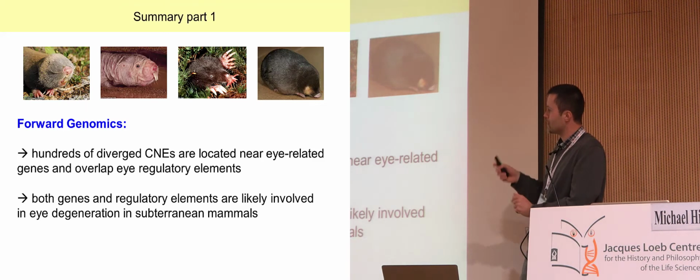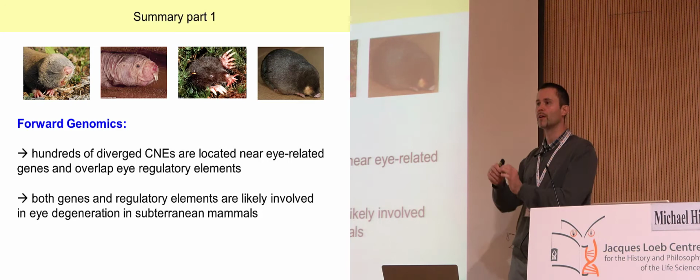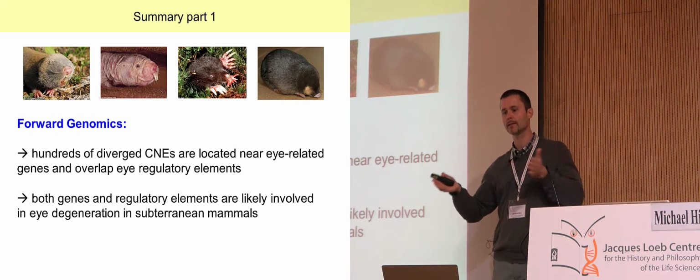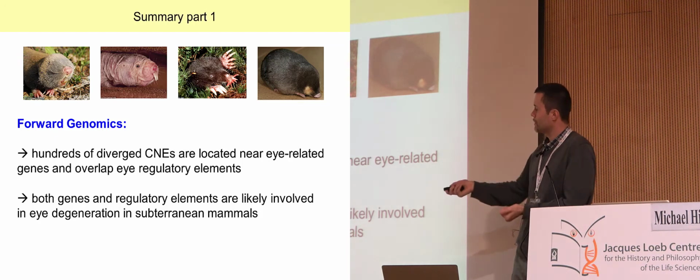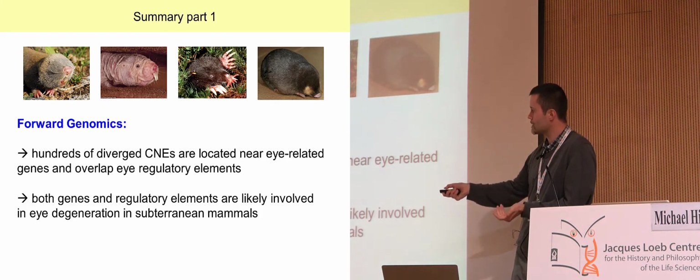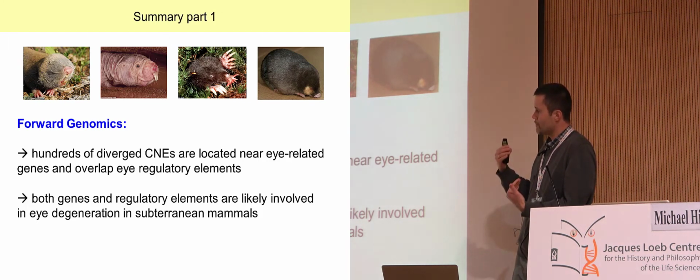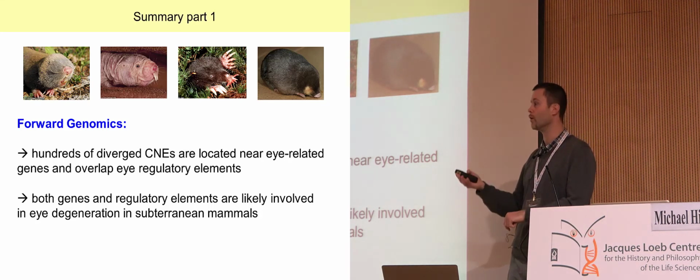So to sum up this part, with this forward genomics method, we found several hundred diverged CNEs that are located near eye-related genes and that overlap eye regulatory elements. Together with the results for genes, which is something that we and also other labs have worked on, this implicates that both genes and divergence in regulatory elements are likely involved in eye degeneration in these species.